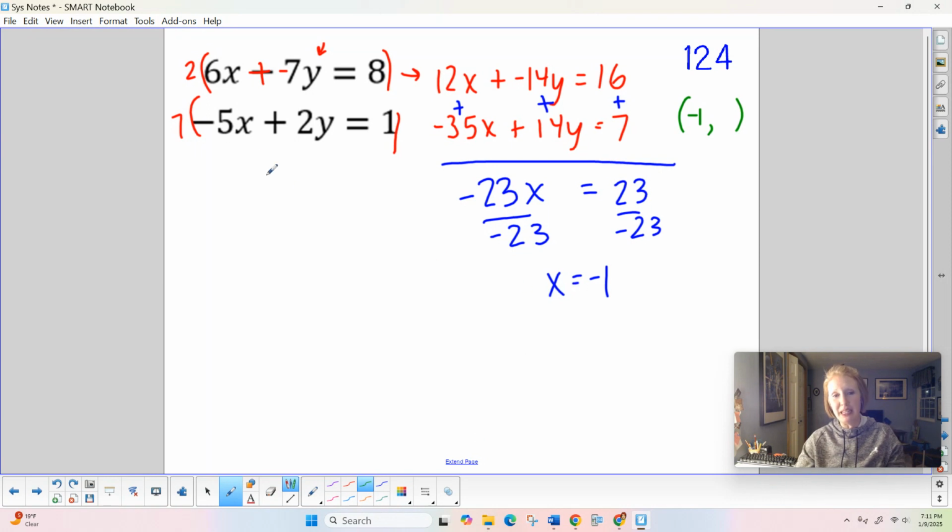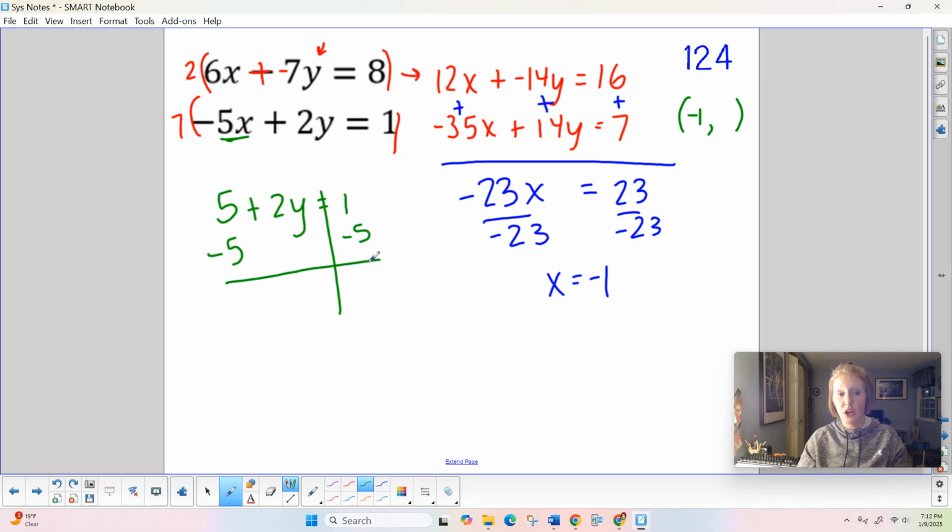Now, where you want to plug it in at, I'm going to go with this bottom one because I'm going to do a negative times a negative. Negative 5 times negative 1 is going to give me 5, plus 2y equals 1. And now again, go through and do a quick balancing problem to balance this guy out. So I get my 2y equals -4. Divide everything by 2, and you get this nice answer of y equals -2.